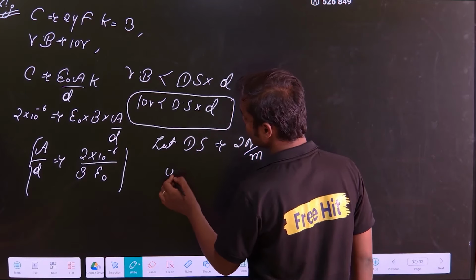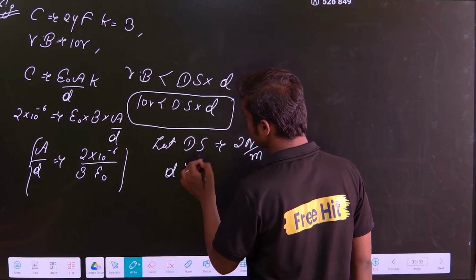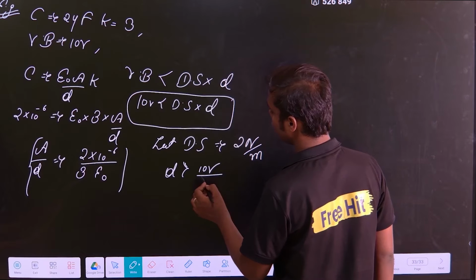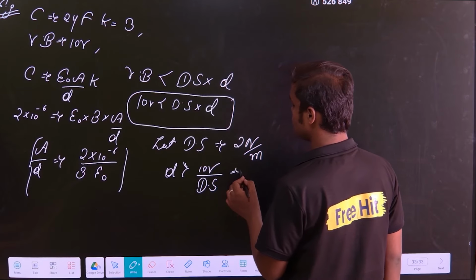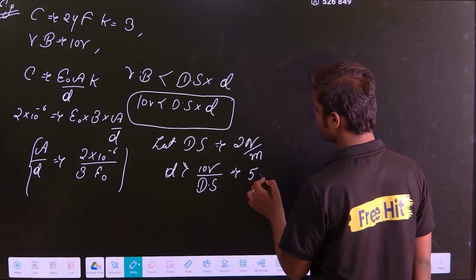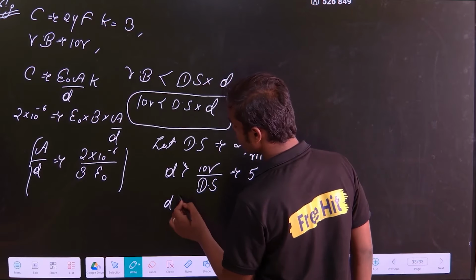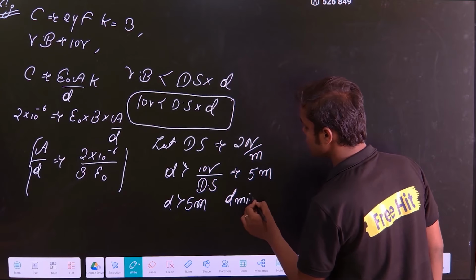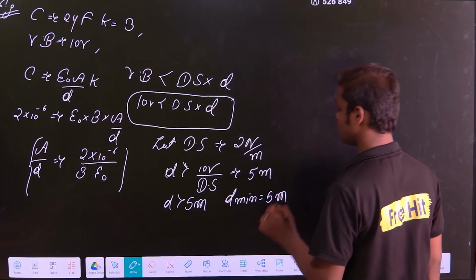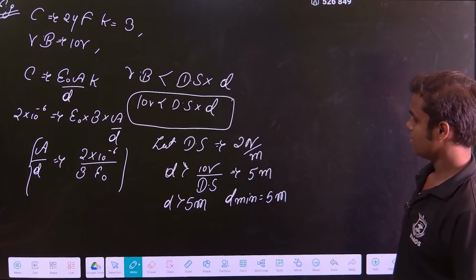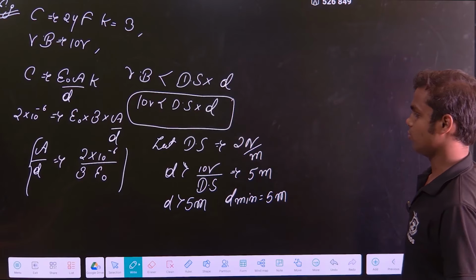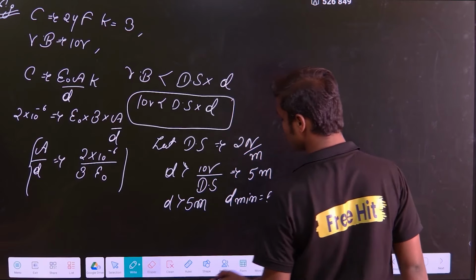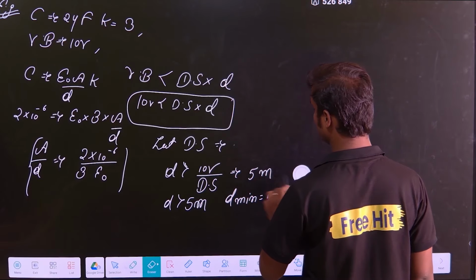So from here D should be greater than or equal to 10 volt divided by dielectric strength. So what value will we get? We will get 5 meter, meaning D should be greater than or equal to 5 meter, so I can say my D minimum is 5 meters. Remember, obviously we are keeping it in micro, so our dielectric strength should be very large, we cannot keep a very small value, so it is better to take some big value.